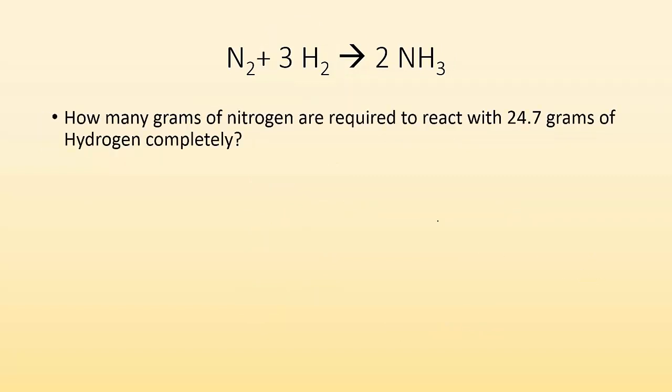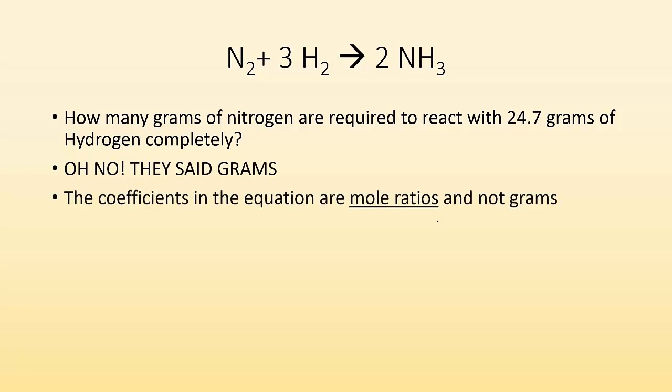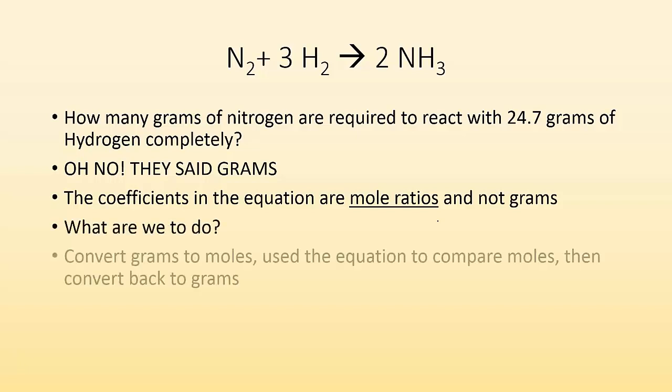So that's how I solve that problem. All right, slightly different problem. How many grams of nitrogen are required to react with 24.7 grams of hydrogen completely? Oh no, they said grams. What are we to do? Well, remember the coefficients in the equations are for mole ratios and not for grams. So I got a problem here. They give me grams. I can't use grams. I got to use moles.